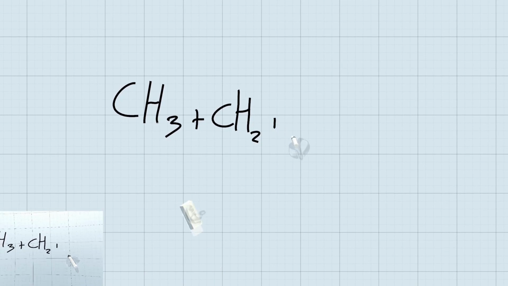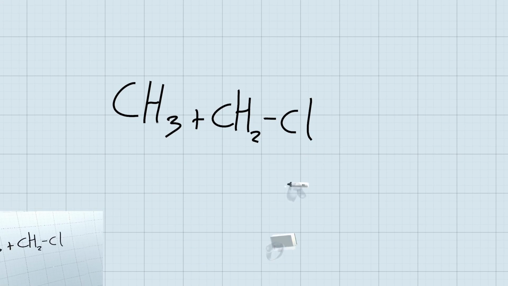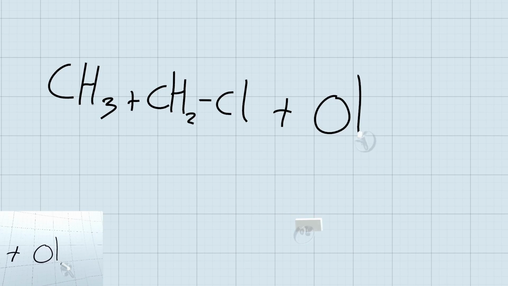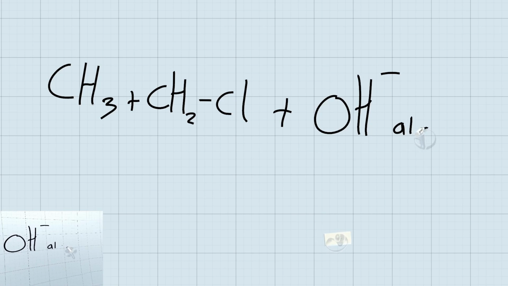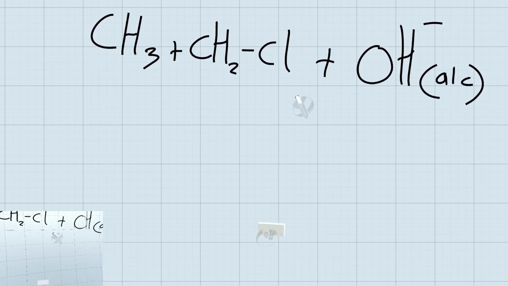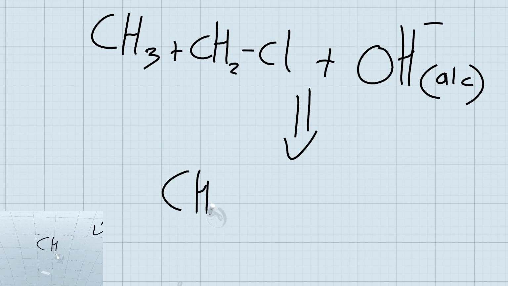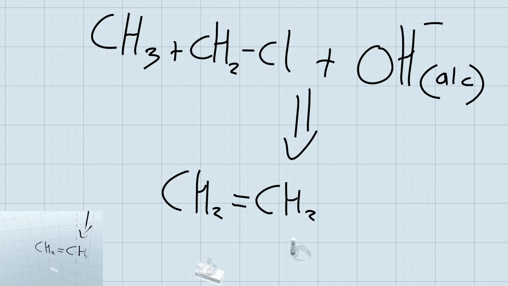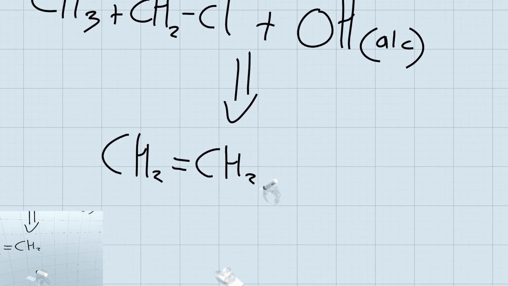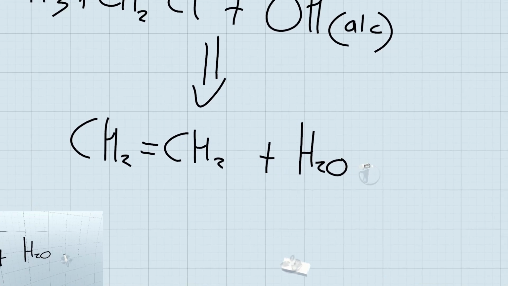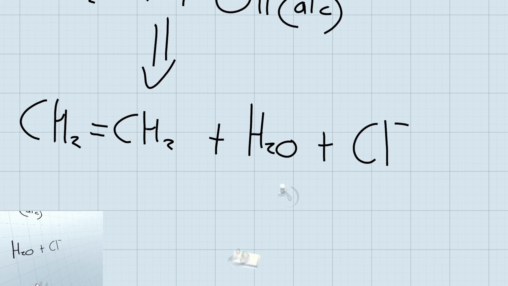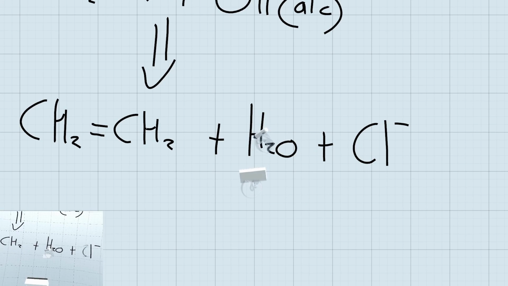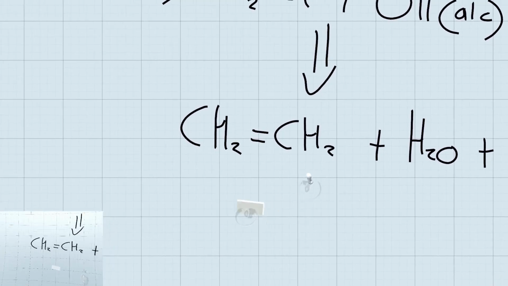Well, we can have our CH3 plus CH2Cl, going for chlorine again because it's really, really easy. We're reacting that with our OH minus in an alcoholic solution. What this now produces is CH2 double bonded to CH2. This is now our ethene, or alkene, plus H2O plus Cl minus. Right, so we're losing our chlorine or chloride. We're losing one hydrogen, which gets added to our hydroxide, and we are left with our alkene.